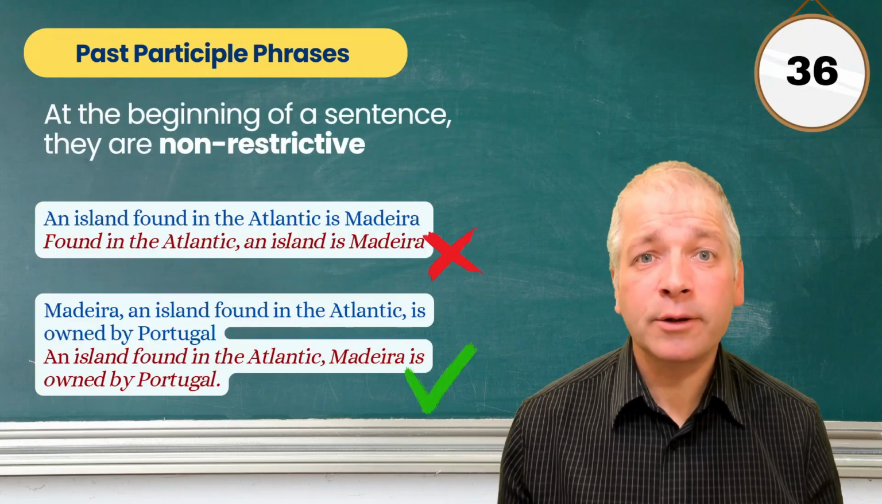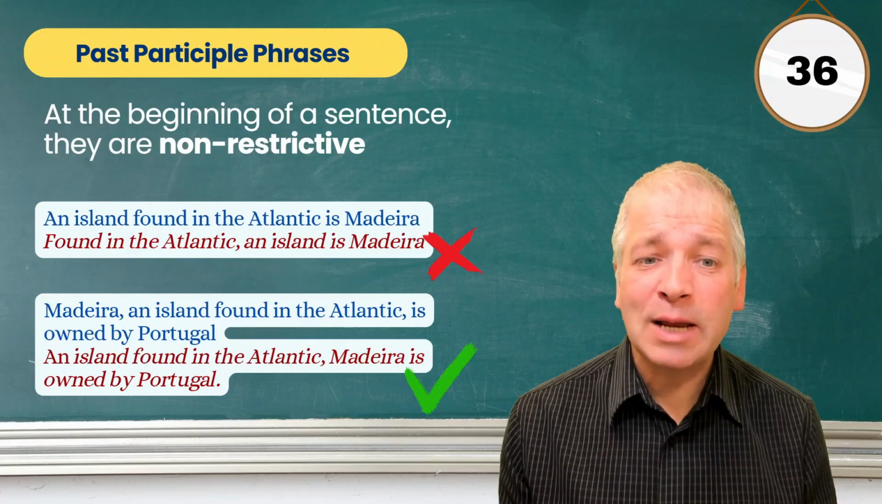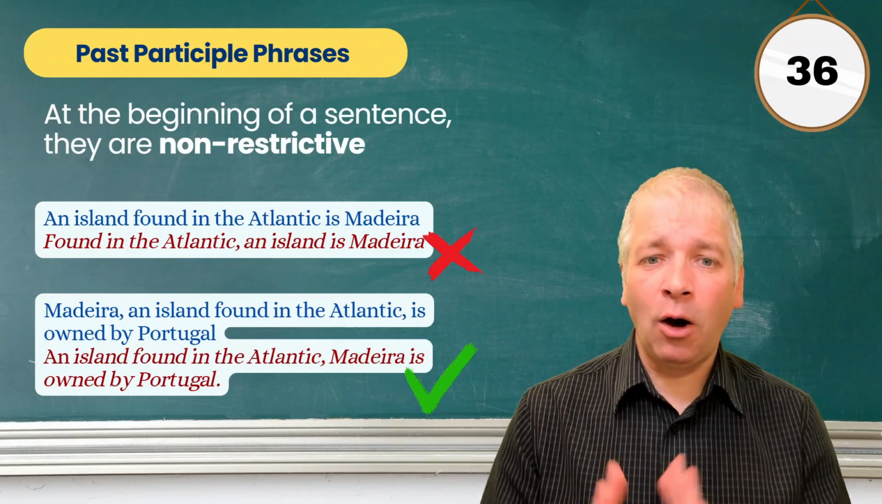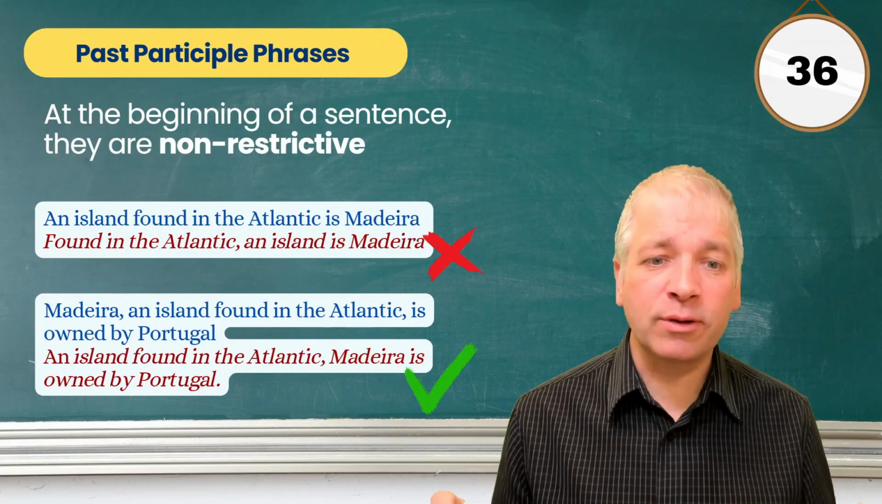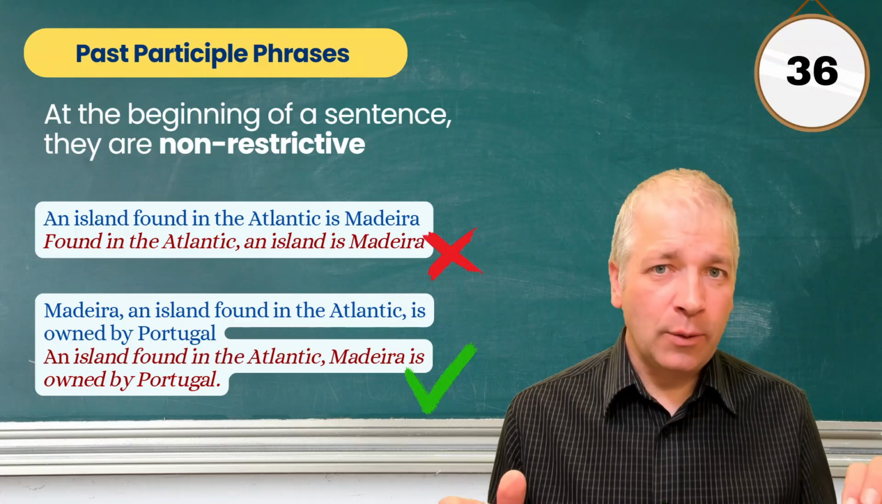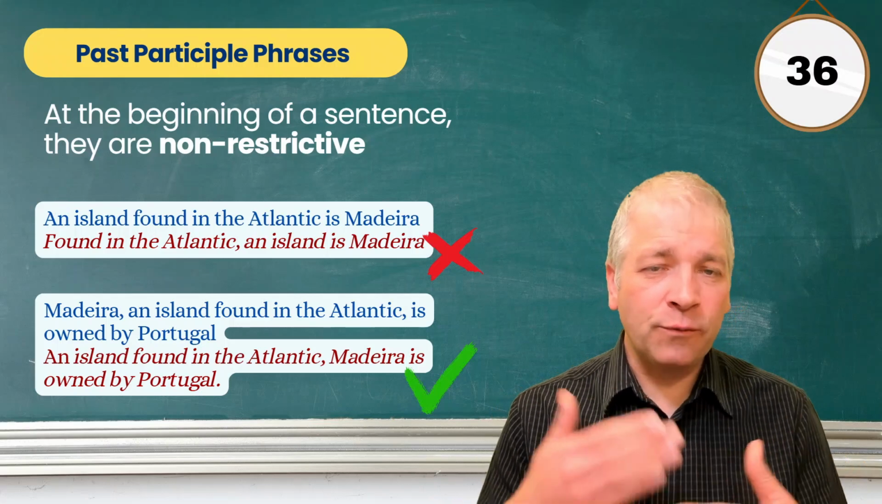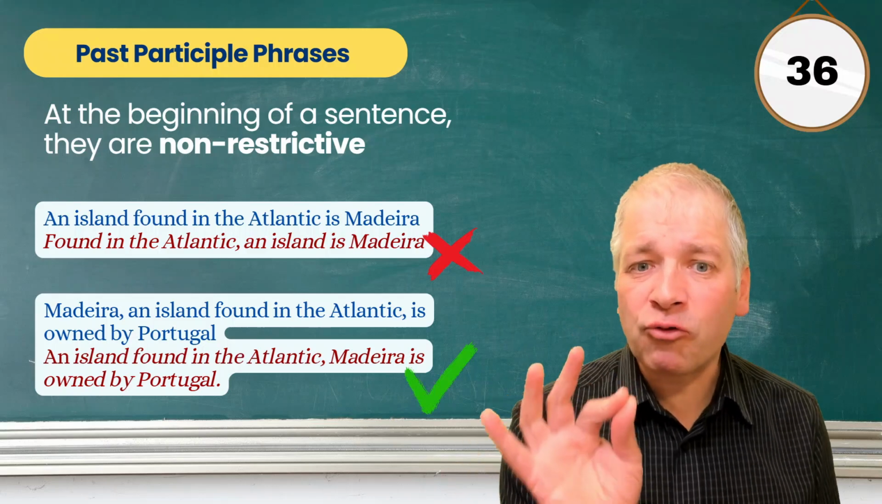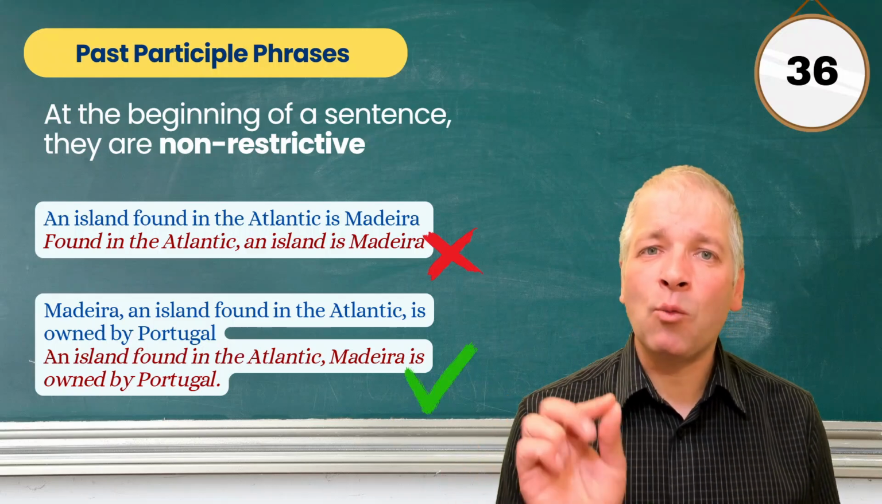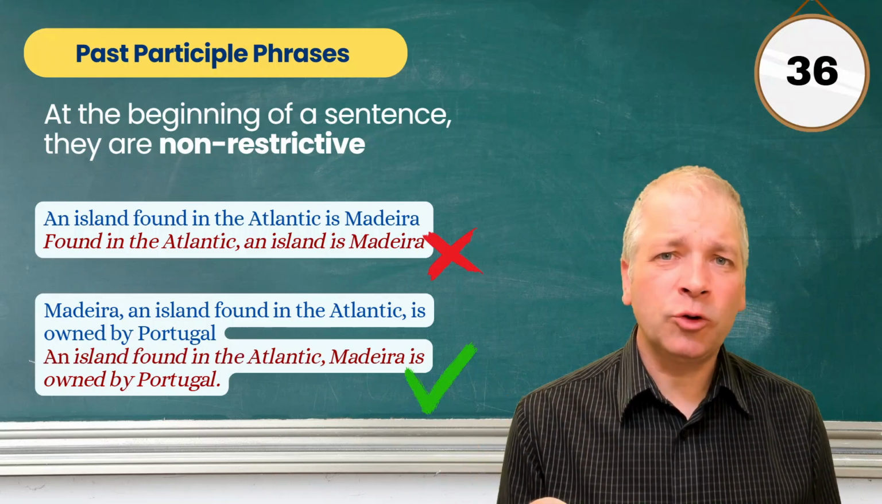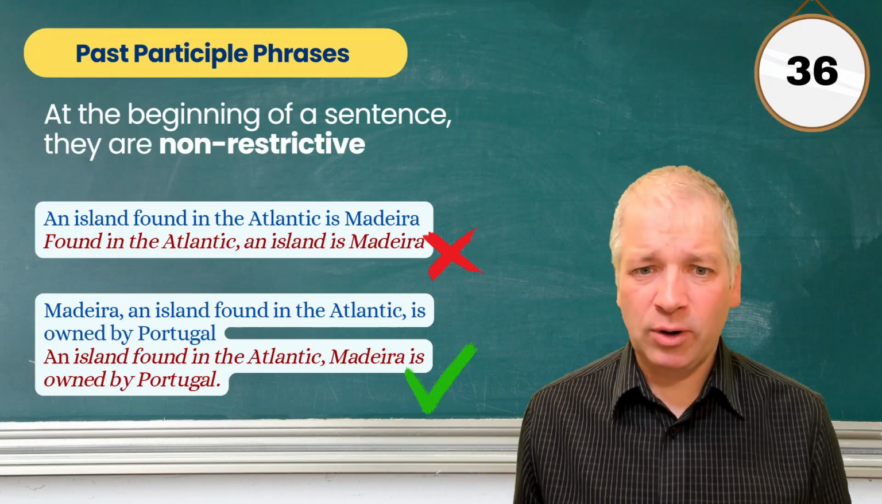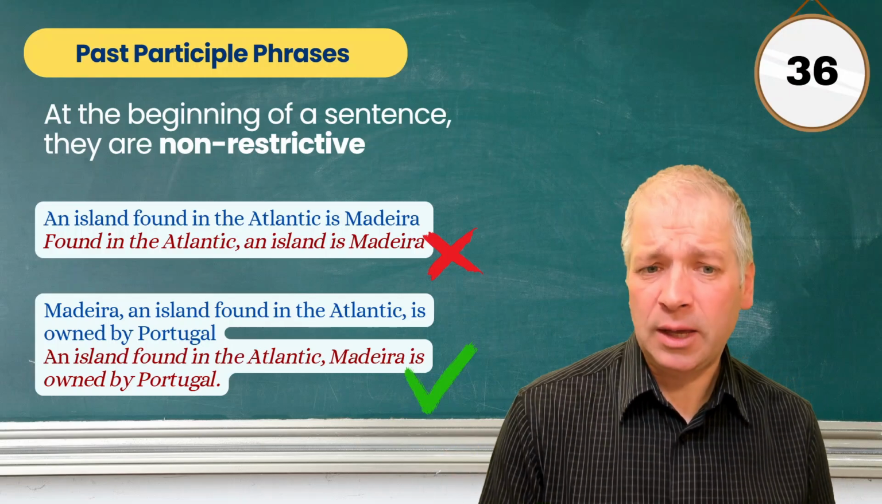And something else to know about these past participle phrases, at the beginning of a sentence, they are non-restrictive. So it's important to make sure that you follow that, because if you use a restrictive phrase, it won't work grammatically. What do we mean by restrictive and non-restrictive? Well, let's look at the examples here.